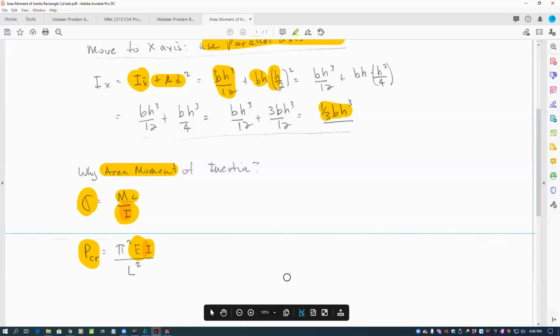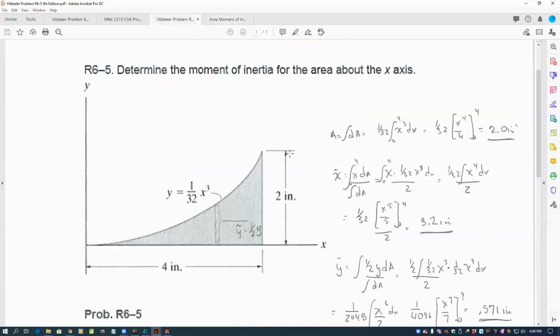So let's now review a problem that will calculate the area moment of inertia of this area underneath this function.